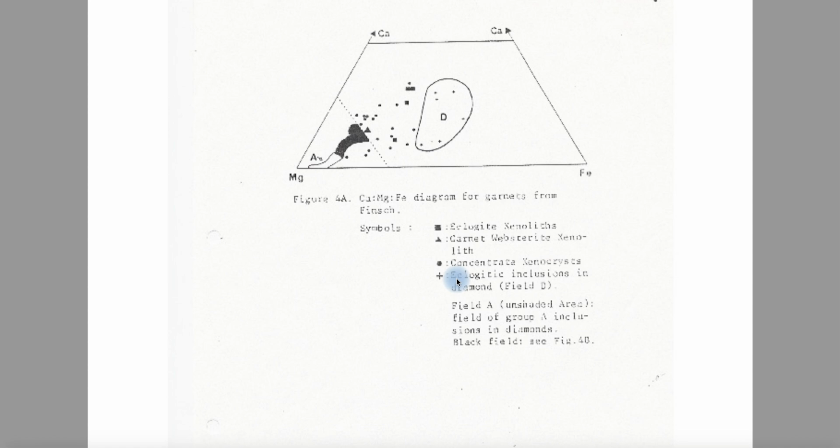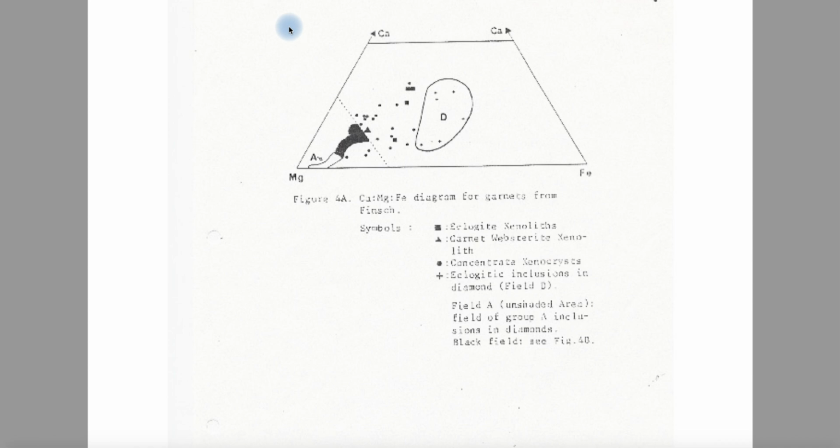Then the roundish balls here are concentrate of xenocrysts, and the field A, the unshaded area, is the field of group A inclusions in diamond. Black field C, figure 4b.